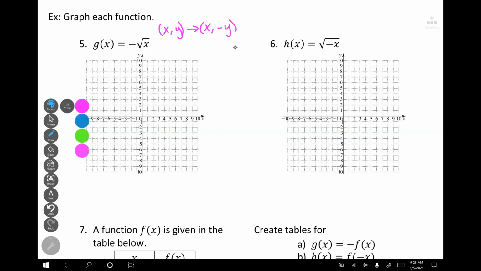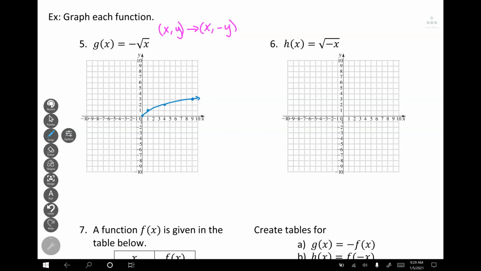So as I did yesterday, I'm going to graph the parent function. (0, 0), square root of 1 is 1, square root of 4 is 2, square root of 9 is 3. Remember, you can get those points just by plugging in x values into the parent function, which is just the square root of x, and getting the y value. Okay, then I can sketch that curve.